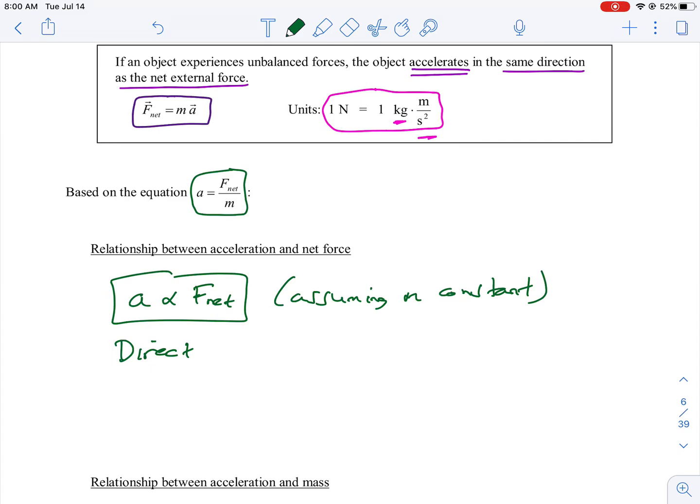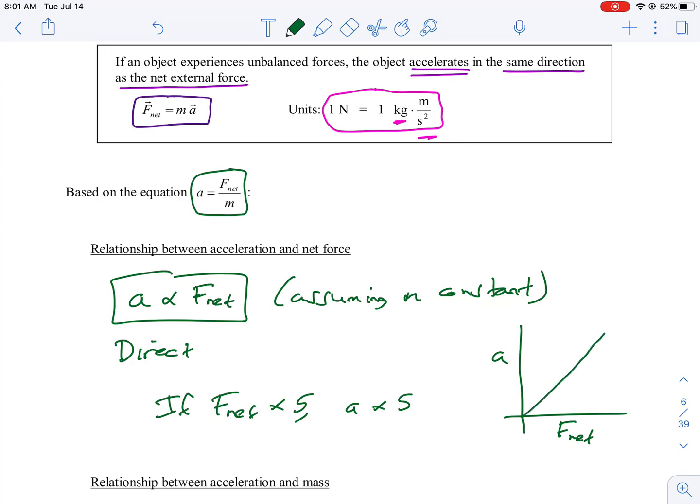And in fact, it's more specific that if F net gets multiplied by, let's say, 5, then the acceleration should also be multiplied by 5 if the mass stays constant. And this leads to a graph where if you have F net on the x-axis, because that's what you're manipulating, and we're discovering what happens to the acceleration, a direct relationship will be a straight line through the origin. So this is a relationship between A and F net. It is direct.